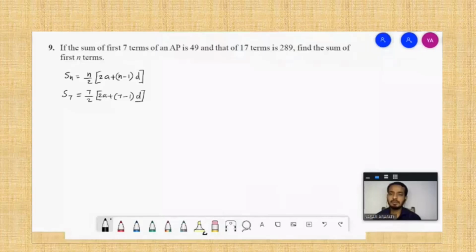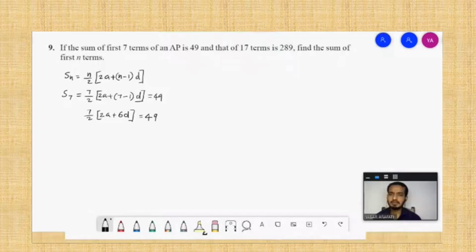We know the answer: this is equal to 49. In the next step, 7 by 2 into (2a plus (7 minus 1)d). 7 minus 1 is 6, so 2a plus 6d, and this is equal to 49.